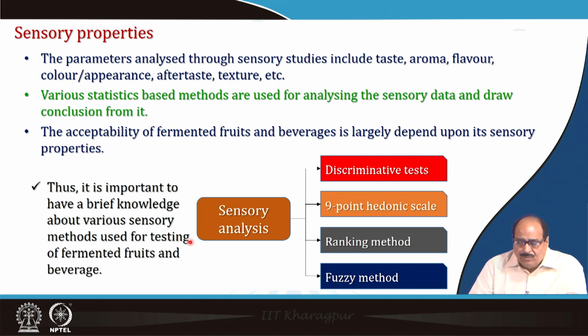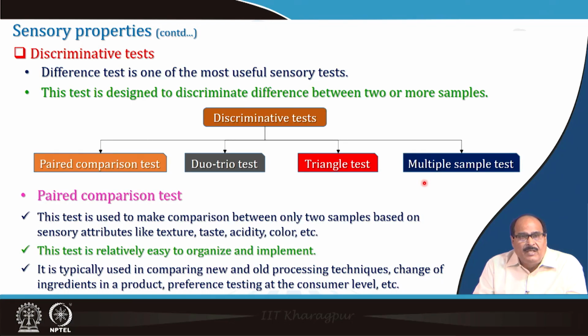and beverages. So, the different methods are discriminative test, 9-point hedonic scale testing, ranking method and fuzzy method. The difference test is one of the most useful sensory tests, and this test is designed to discriminate difference between two or more samples. And this discriminative test may be paired comparison test, duo trio test, triangle test and multiple sample test.